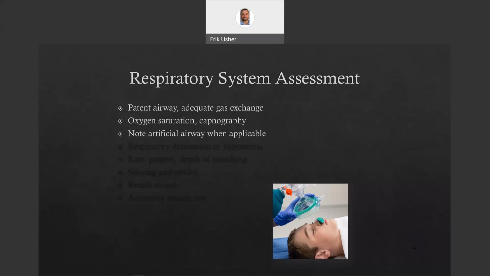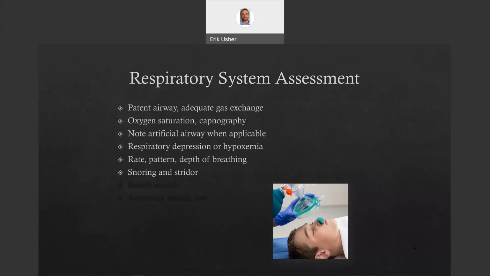Oxygen saturation, capnography, note the artificial airway when applicable, respiratory depression or hypoxemia. What's the rate, pattern, and depth of breathing? That's the quality of that respiration, not just that they're breathing. Are there any adventitious sounds? Snoring, stridor, those are upper airway issues. What are the breath sounds? Are they atelectatic? Are there wheezes developing from a secondary complication, maybe from the anesthetic agent?